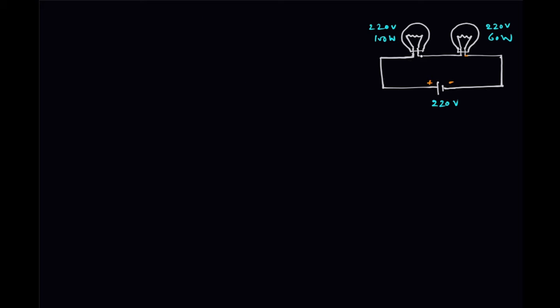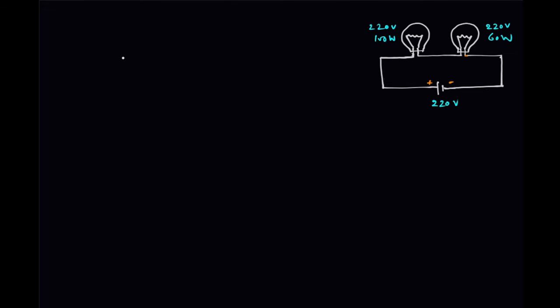This is the circuit diagram. Here those two bulbs, 220 volt 100 watt rating and 220 volt 60 watt rating, are connected in series. Now what will be the power consumption by these two? Which one will glow brighter? That we have to find out. What can we do? We have to calculate the resistance, which is not given. Okay, how to calculate the resistance?